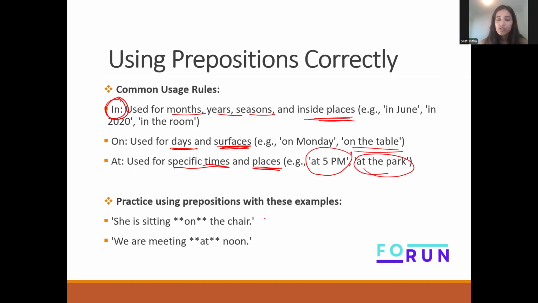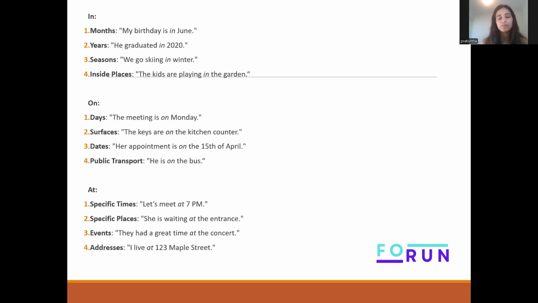So she is sitting on the chair. We are meeting at noon. Noon is particularly 12 p.m. For example, months: my birthday is in June. Years: he graduated in 2020. Seasons: we go skiing in winter. And some places: the kids are playing in the garden. So inside the garden, basically.